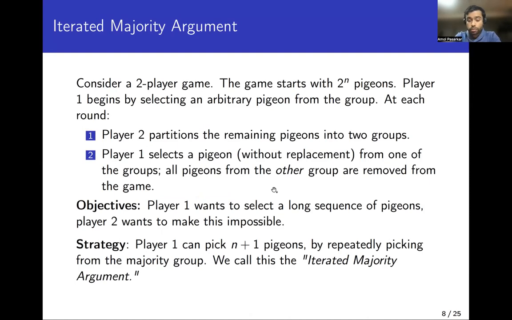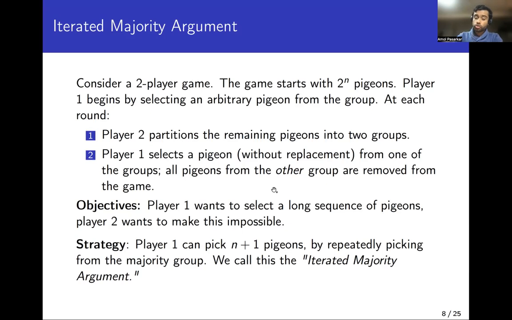At each round, player 2 is going to partition the remaining pigeons in the game into 2 groups. Player 1 is then faced with a choice. Player 1 has to pick a pigeon from one of these groups, and upon doing so, player 2 is going to remove the pigeons from the other group entirely from the game. So at every round, there's going to be some set of pigeons that are going to be removed from the game.